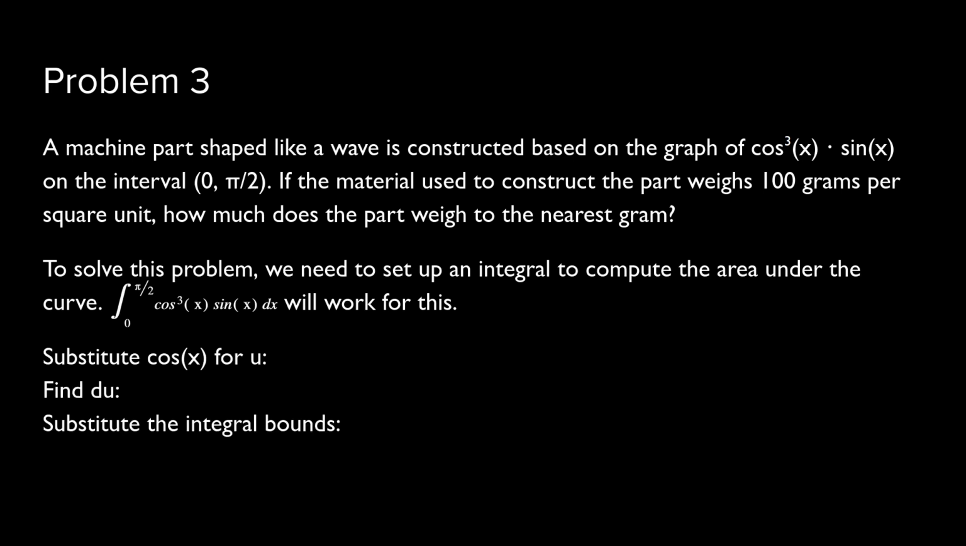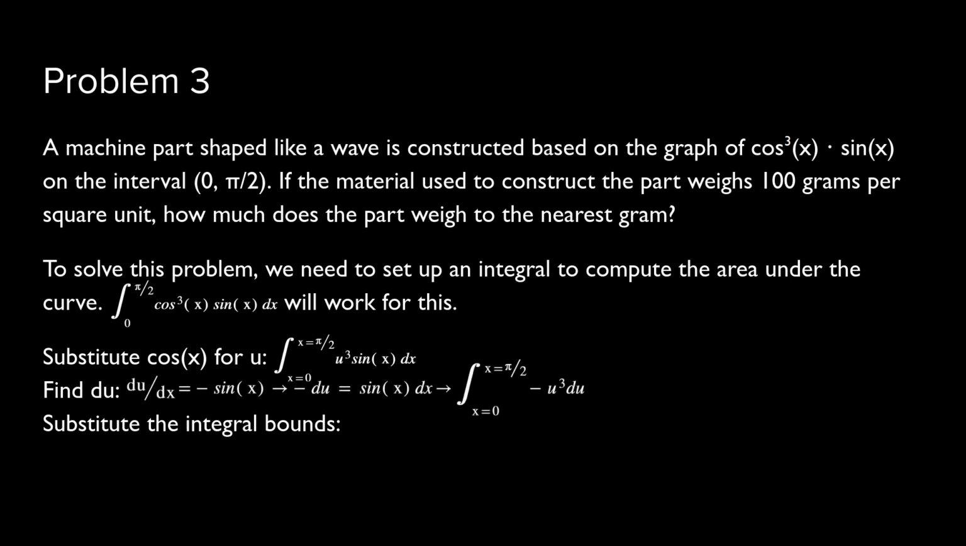So now we have the integral from 0 to pi over 2 of cosine of u cubed times sine of x. And we need to find our du dx, which in this case is just the derivative of cosine, negative sine. So we can rearrange this. We have du dx equals negative sine, so negative du equals sine x dx. So then we replace sine x dx in the integral with negative du. So now we have the integral from x equals 0 to x equals pi over 2 of negative u cubed du.